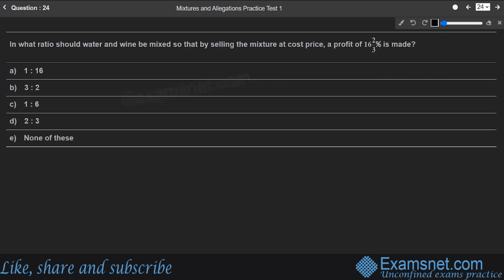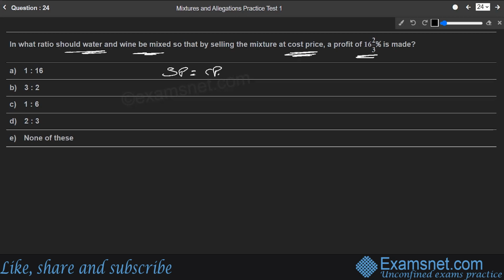Now, let us see 24. In what ratio should water and wine be mixed so that by selling the mixture at cost price, a profit of 16 2/3% is made? Okay. So one important thing to note down here: selling price equals cost price.